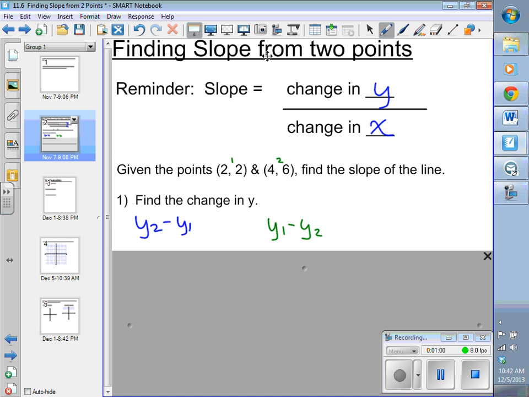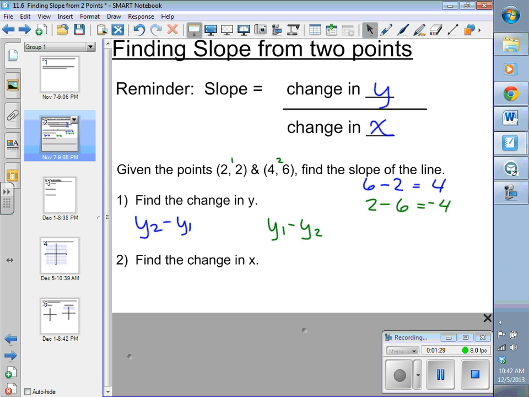So first let's start with the one we identified as our 2, in blue. We're going to start with 6 minus 2, which will give us 4. If we do it the other way, we get 2 minus 6, which will give us negative 4. You'll find out by the end that we will not get a different answer by doing either one, as long as we are consistent with identifying our 1 and our 2.